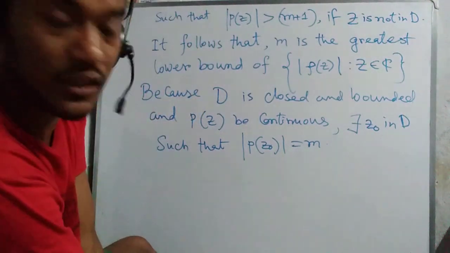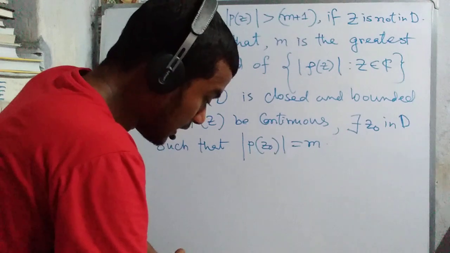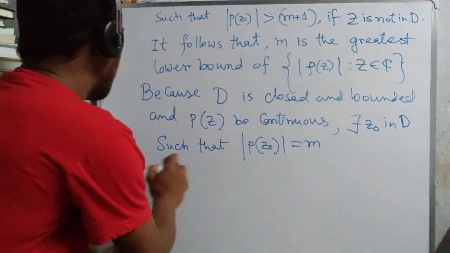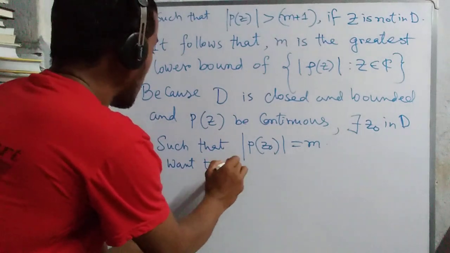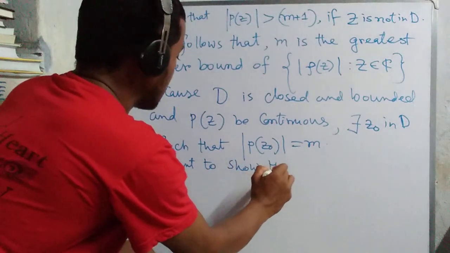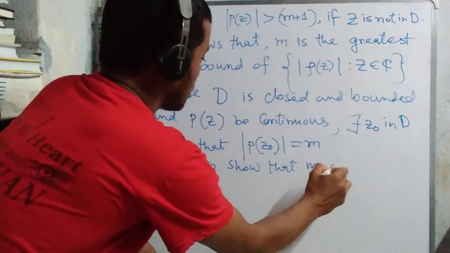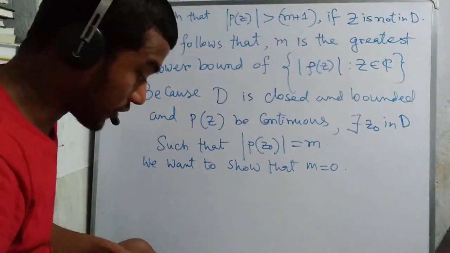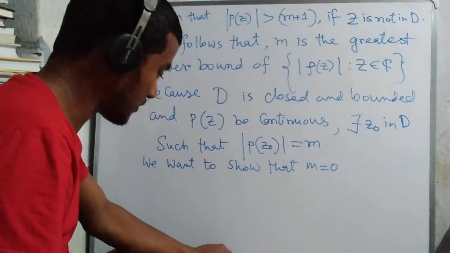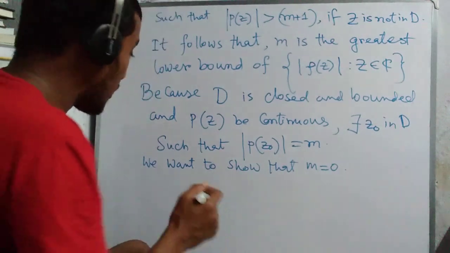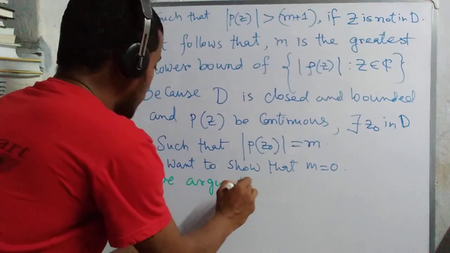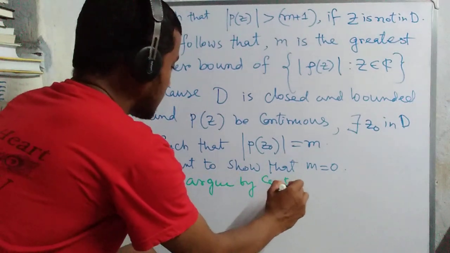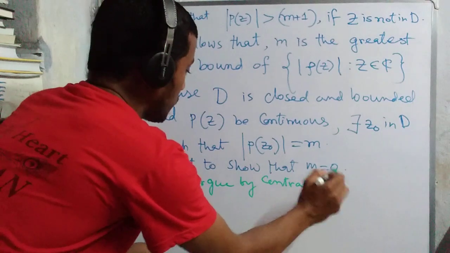We go on to further discussion of that. Then what happened? Now we want to show that M equals 0. Understood or not? I think all are understood. So we argue by contradiction, that means we prove it by contradiction.